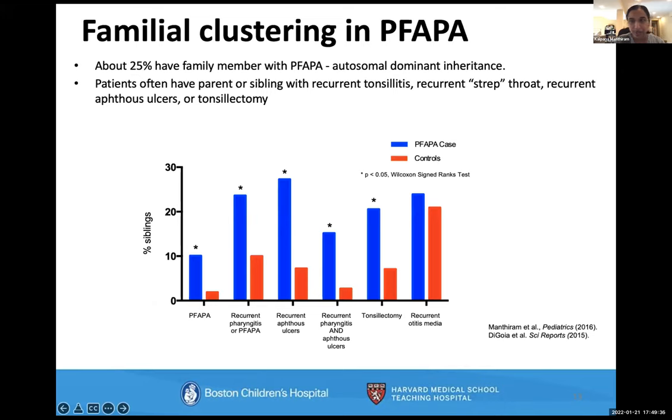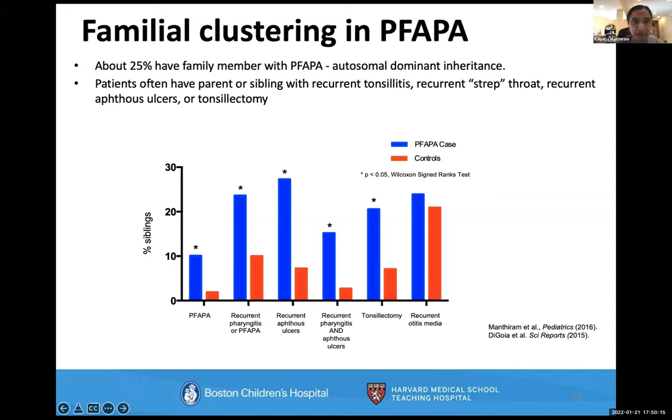One of the first things that we noticed when we were thinking about how best to study the mechanism of PFAPA is that there appears to be familial clustering of the syndrome. So in this study of 80 patients who had PFAPA syndrome, about 25% had a family member who had PFAPA as well. And quite a few of them didn't really know that they had the syndrome, but on careful history, we found that they had very frequent episodes of fever with the associated features as well. And in most of those families, there appeared to be an autosomal dominant inheritance pattern.